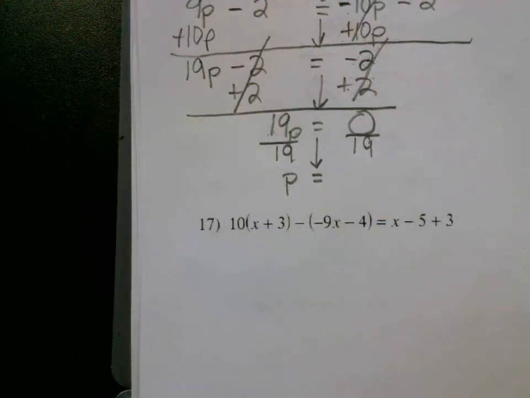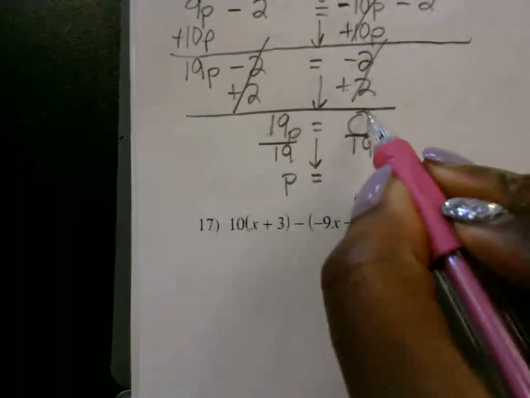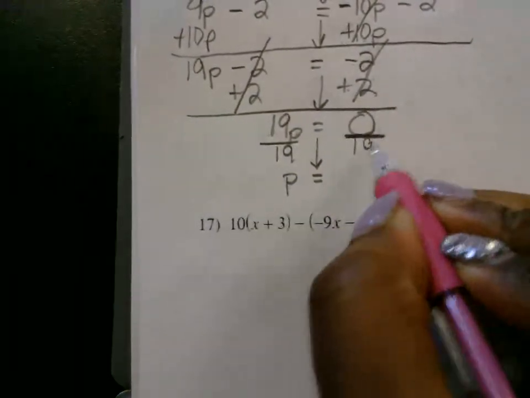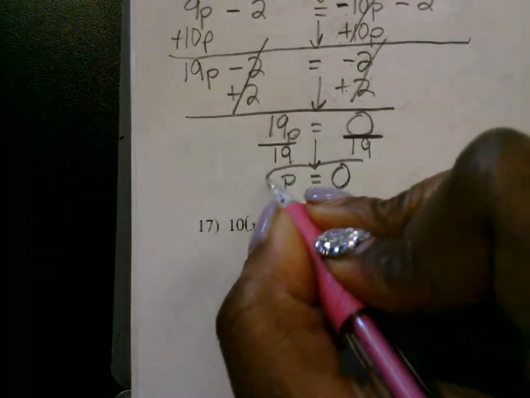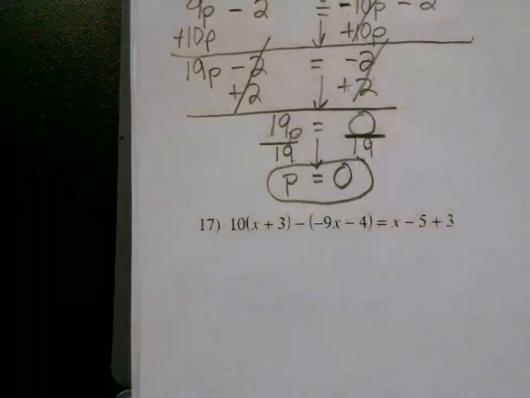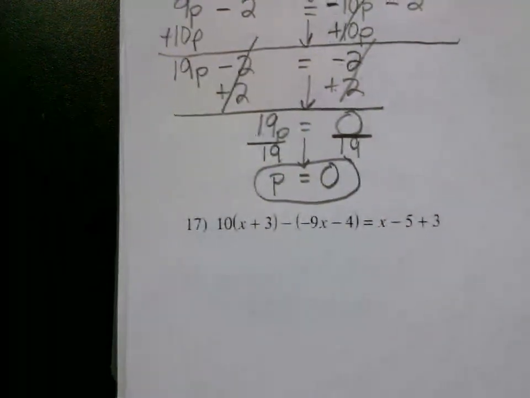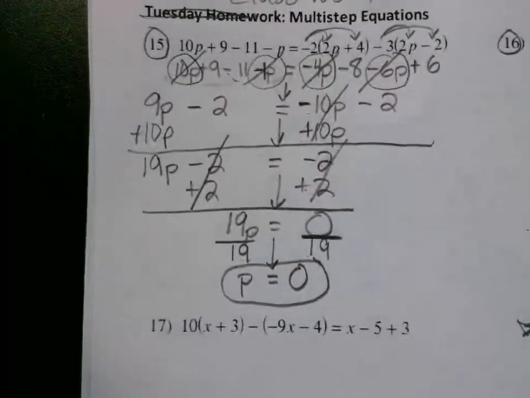What is 0 divided by 19? If you forgot, please type it in. 0. It is 0. So your answer here is 0. p is equal to 0. I'm going to pause for a chance to write.